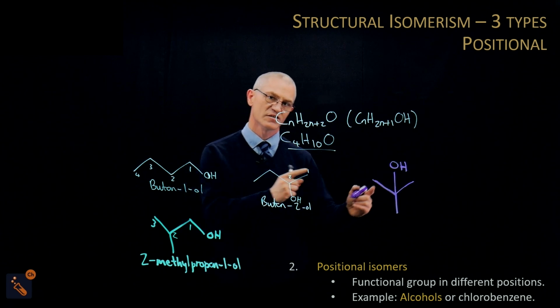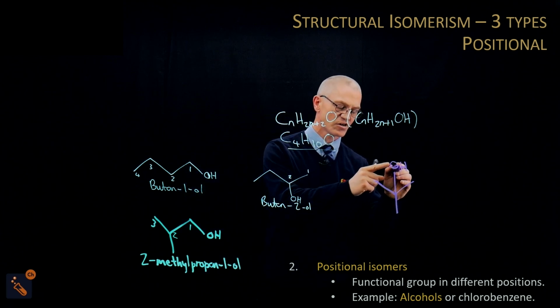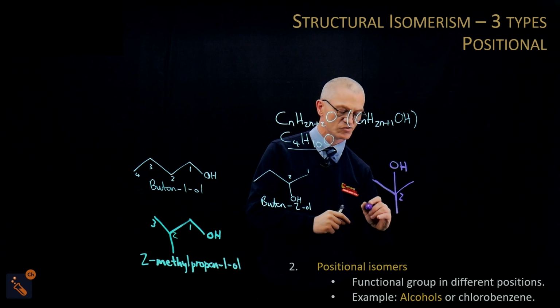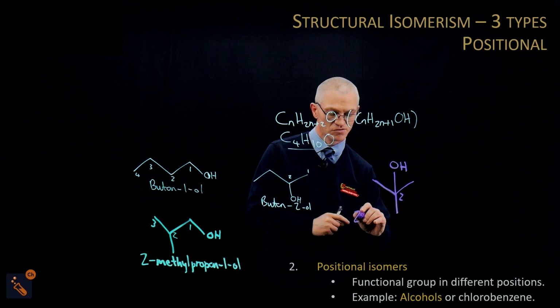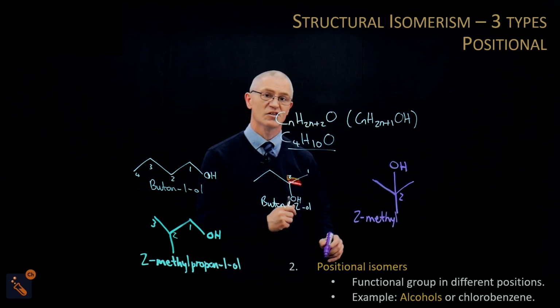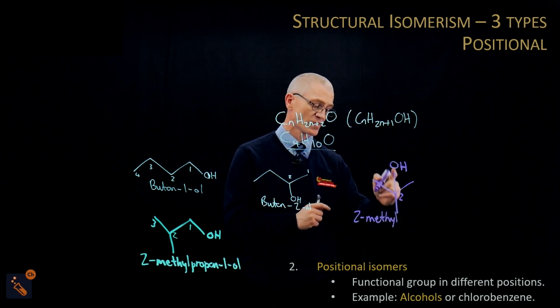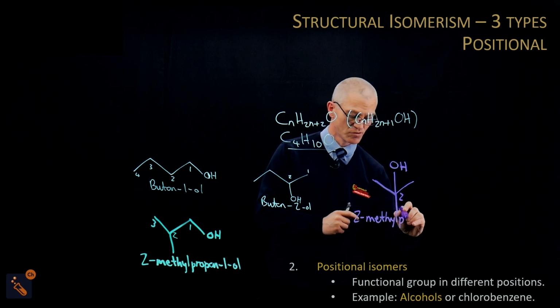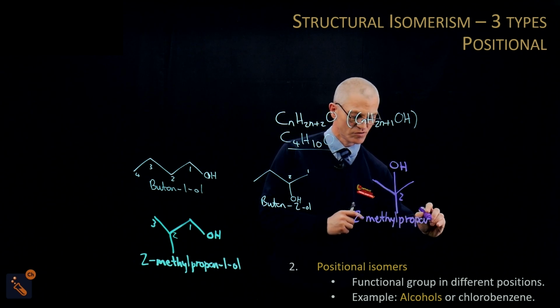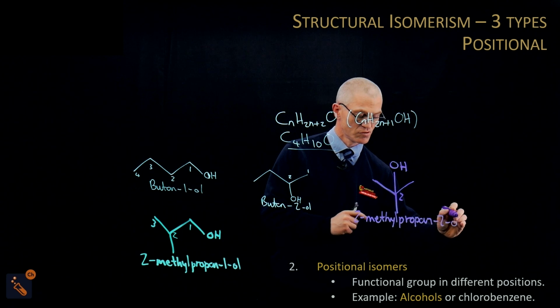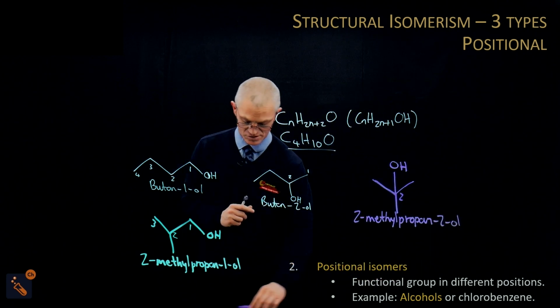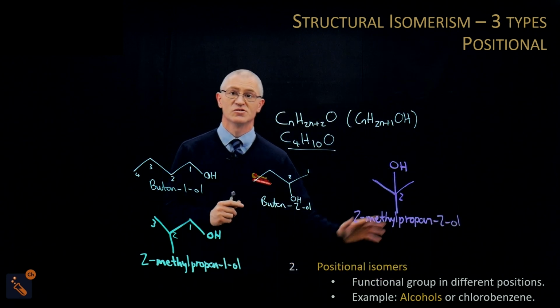So what I've done then is change that into OH on 2, methyl is on 2. So it'll be 2-methyl. Okay, and that would be 2-methyl. And then it would be 1, 2, 3, prop. And it's propan-2-ol. So 2-methylpropan-2-ol.